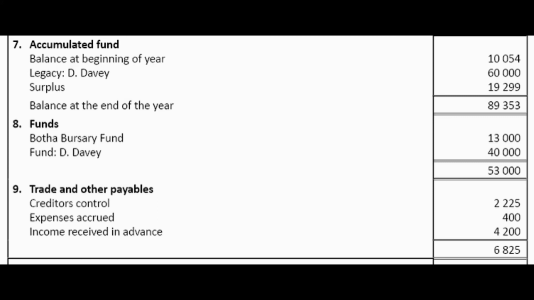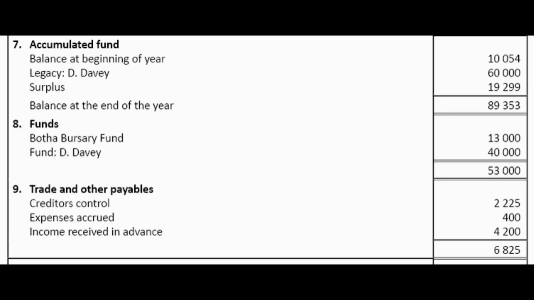All right. So that is where that 60,000 comes from. And then that surplus was the amount that you've just calculated in the income and expenditure account. And that is the balance at the end of the year for your accumulated fund, which is 89,353. Okay, and then you get the two funds, the Botha bursary fund of 13,000. That was the balance at the beginning of the year.